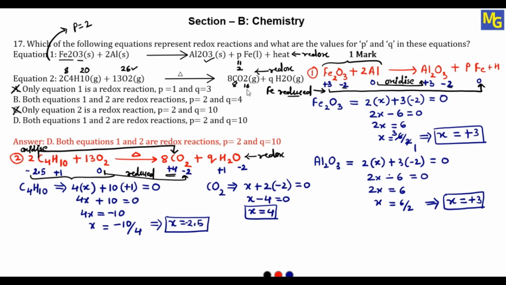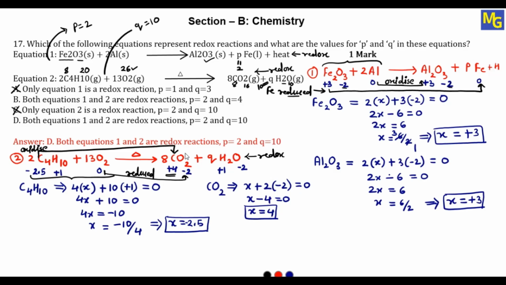So 16 oxygen means how many are still remaining? 10 oxygens are remaining. Hydrogen, we have 20 here, and here we have 2 hydrogen. So we want 20. If you multiply by 10, in place of Q if I take 10, then hydrogens become 20, oxygens become 10 and oxygen is correctly balanced at 26. And like this, in equation 2, Q should be 10.